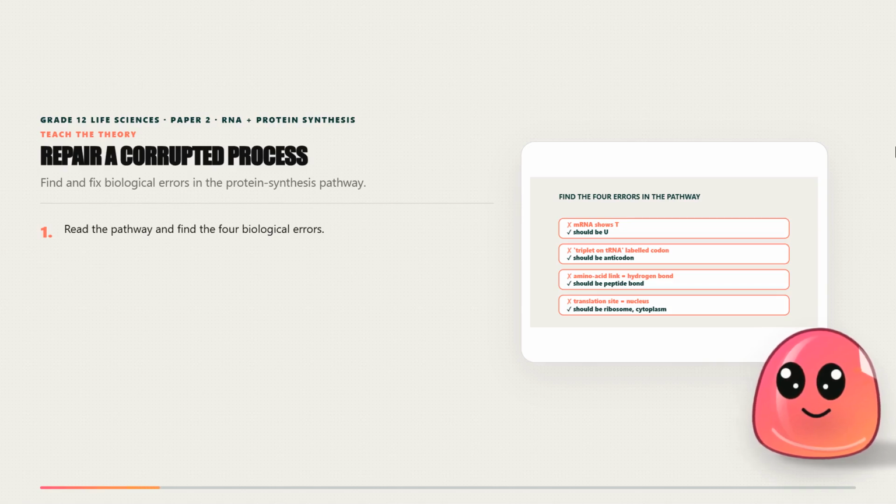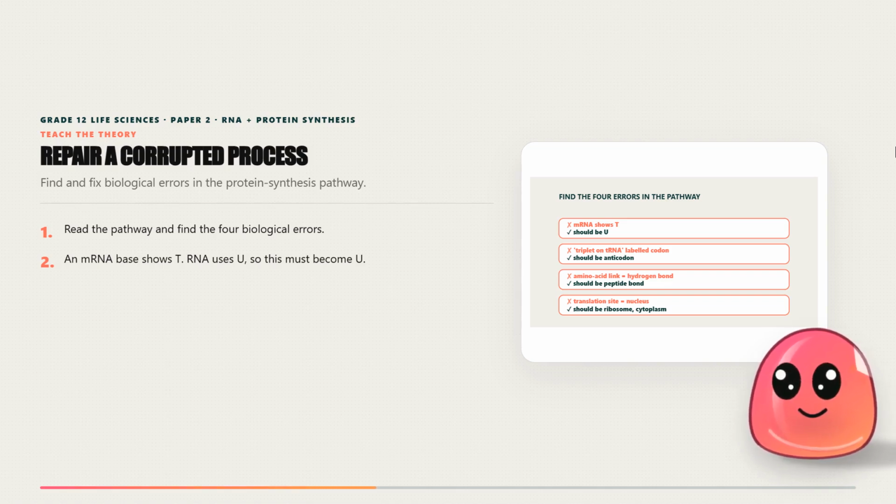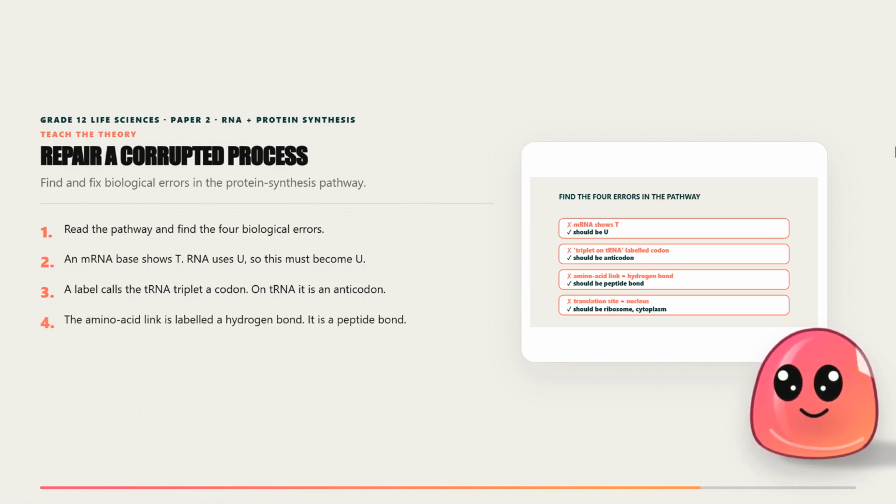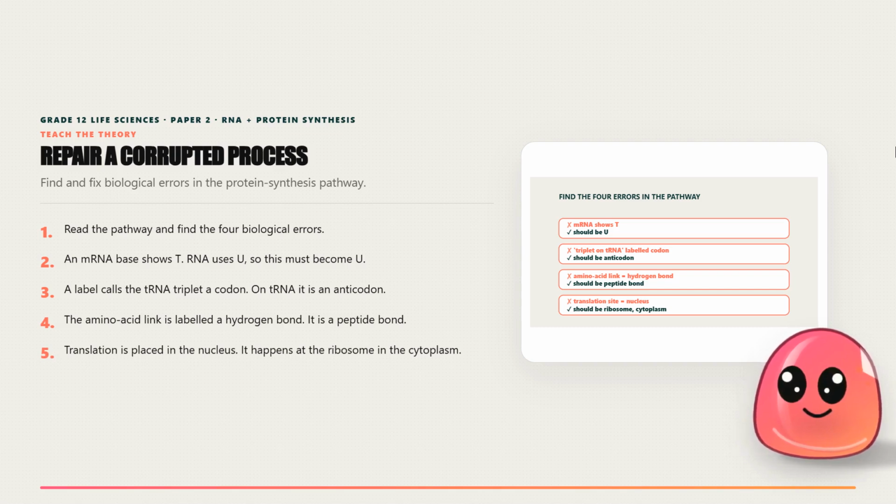Final challenge, and this is the gift question. Four biological errors are hiding in this pathway, and each carries a mark. First, an RNA strand shows a thymine, but RNA never uses thymine, it should be a uracil. Next, a triplet on the transfer RNA is labeled a codon, on transfer RNA it is the anticodon. Then the amino acid link is called a hydrogen bond, proteins join with peptide bonds. And translation is in the nucleus, it happens at a ribosome in the cytoplasm. Correct all four, then order the propositions, transcription first.